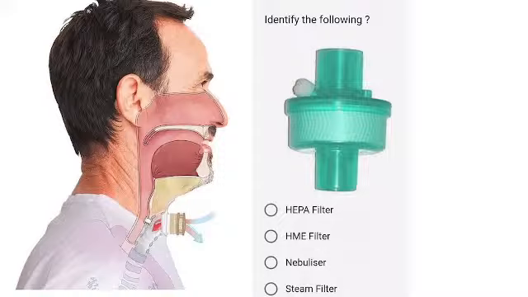Okay, identify the following pictures. HEPA filter, HME filter, nebulizer, steam filter. From this we can say it is not a nebulizer or steam filter. Okay, fine. Then it may be the HEPA or the HME filter. So now you identify what the image is. Can you guess what it will be?